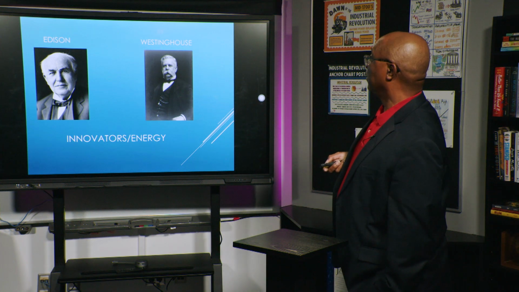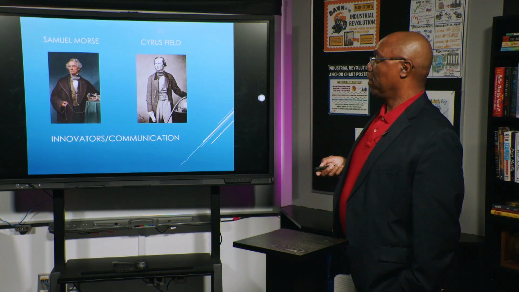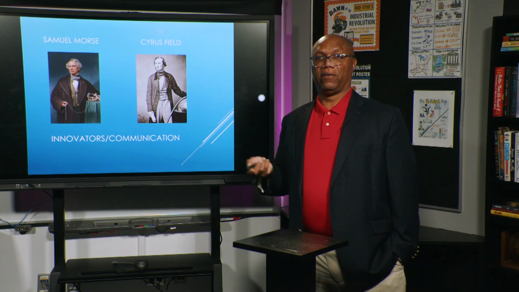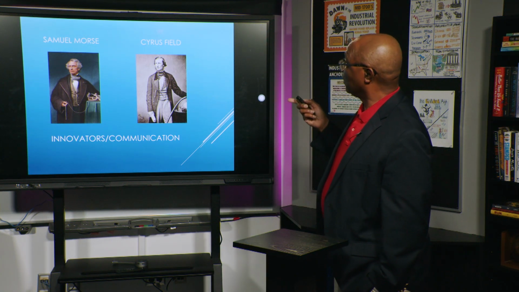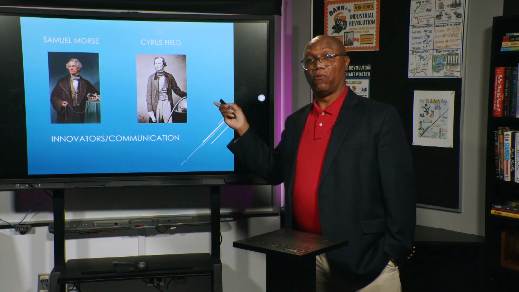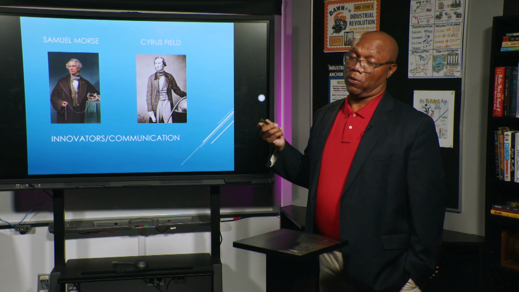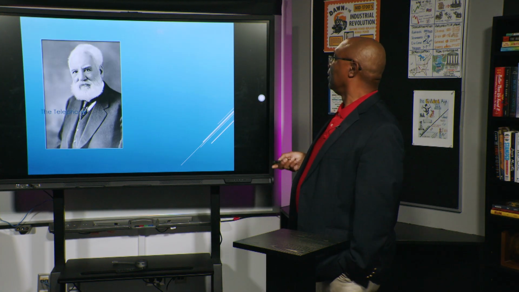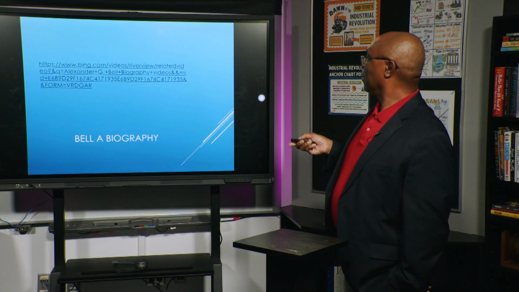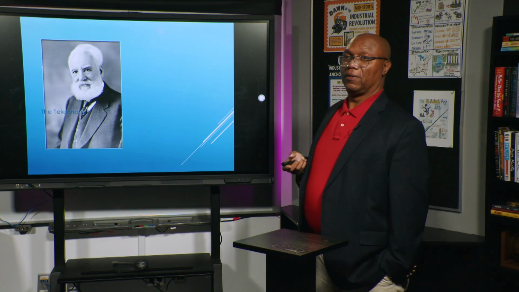Edison on the left, Westinghouse on the right, innovators. On the left, you have Samuel F.B. Morse, who created the telegraph, and on the right, you have Cyrus W. Field, responsible for laying the transatlantic telegraph cable. You have Alexander Graham Bell and the telephone.